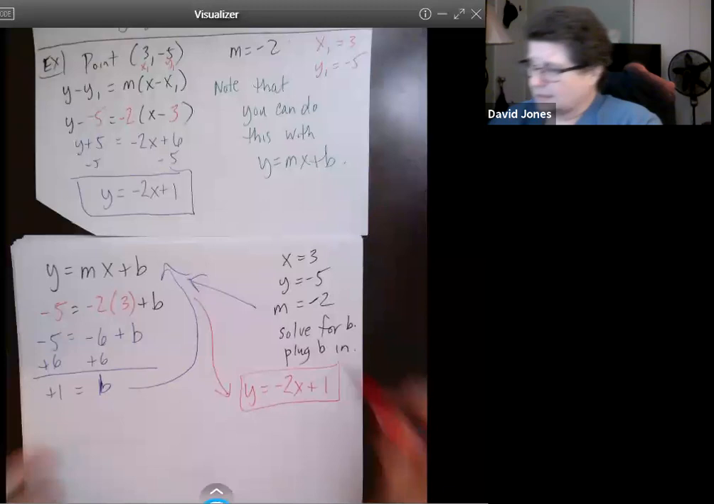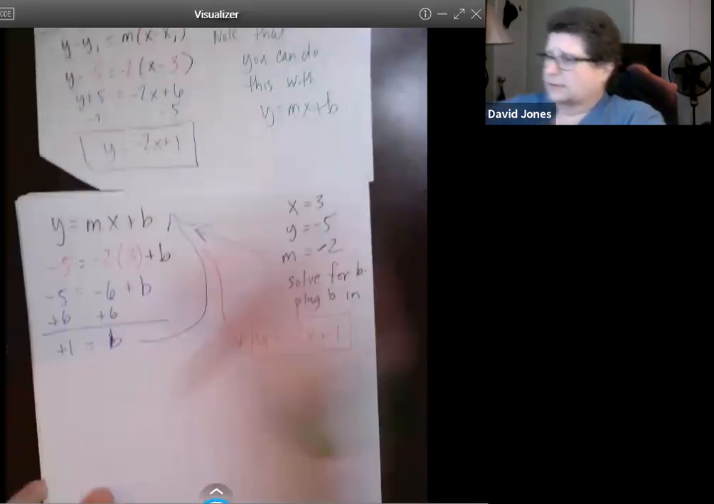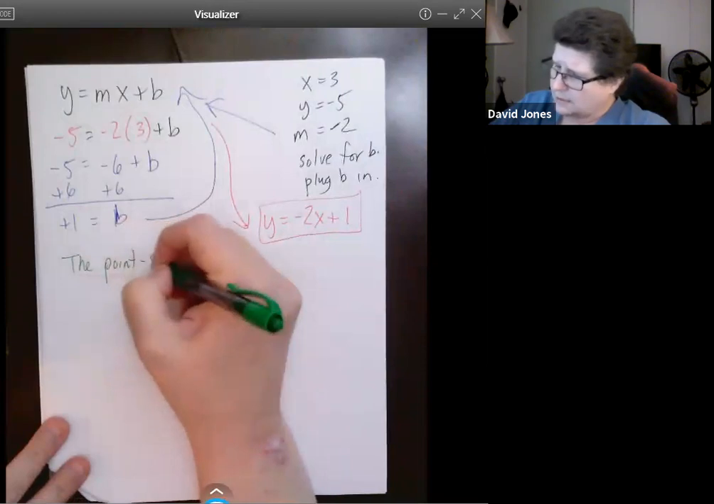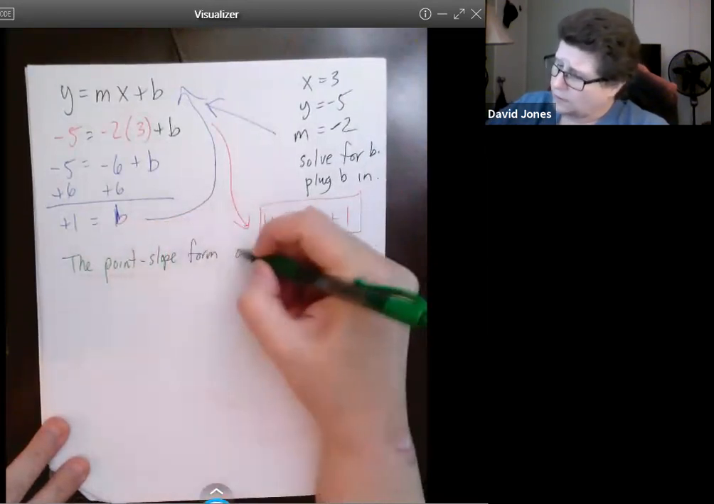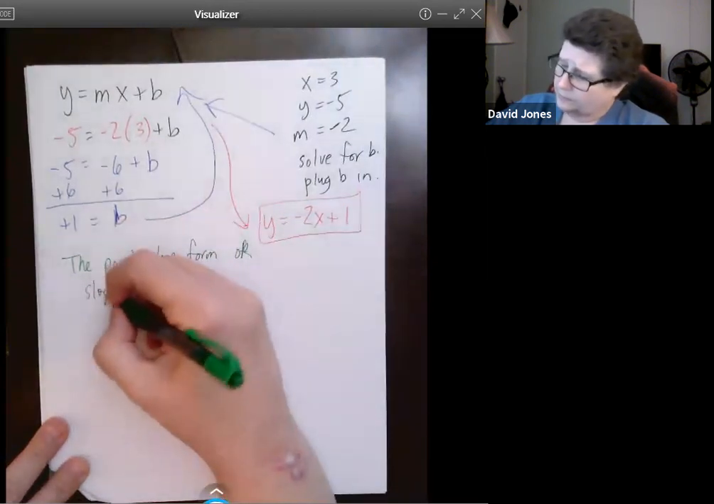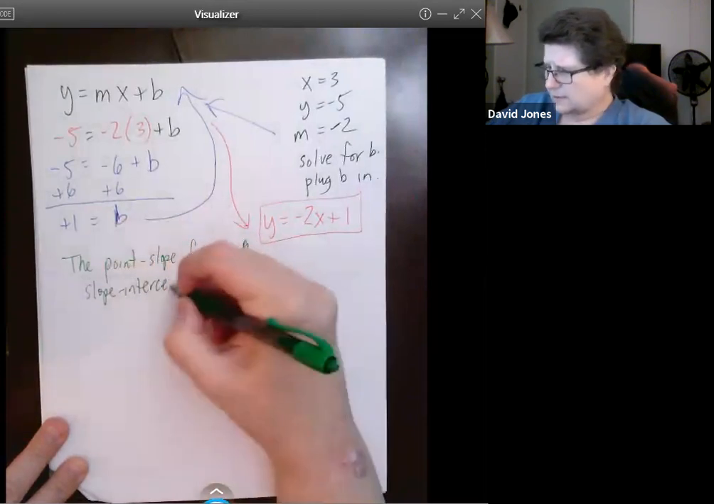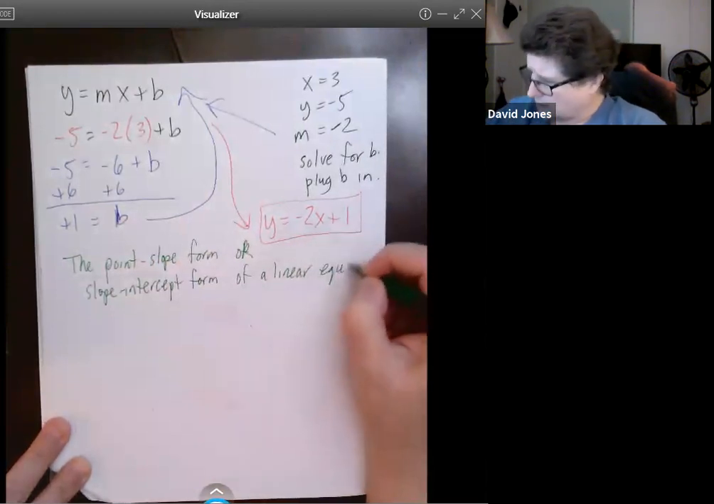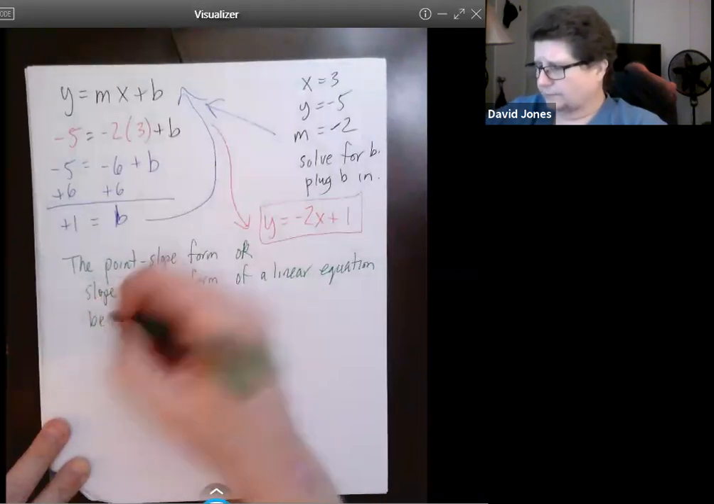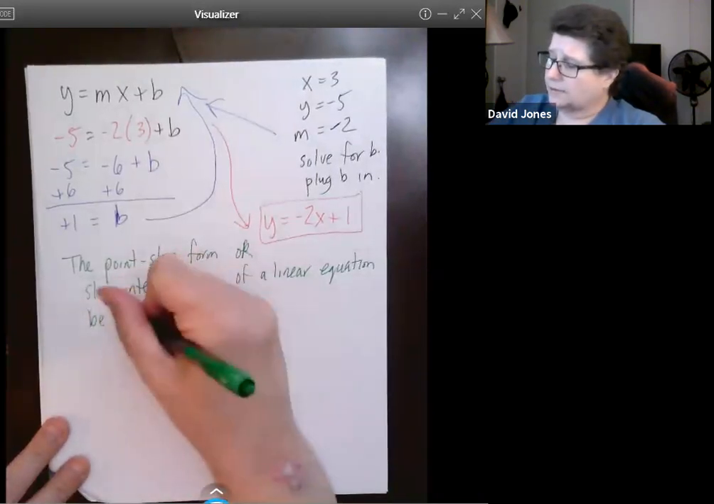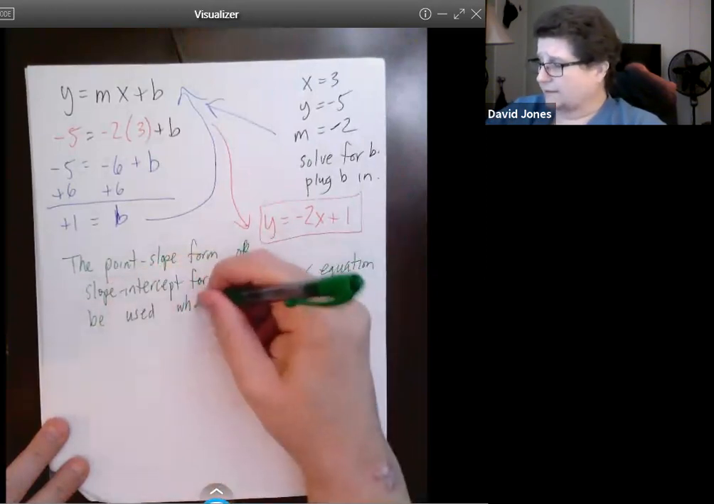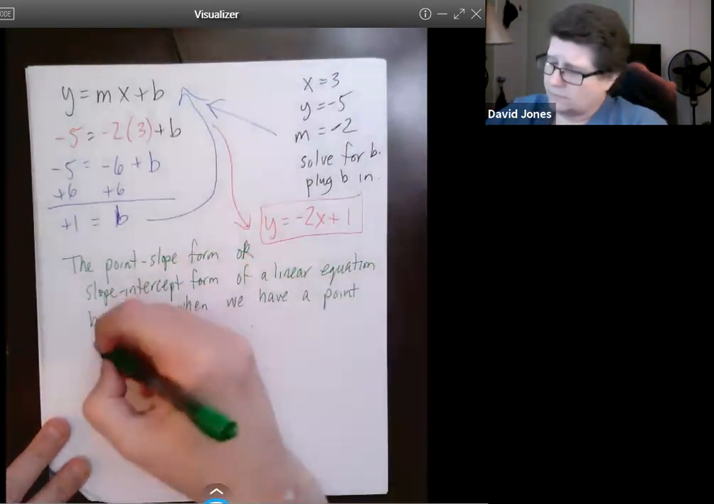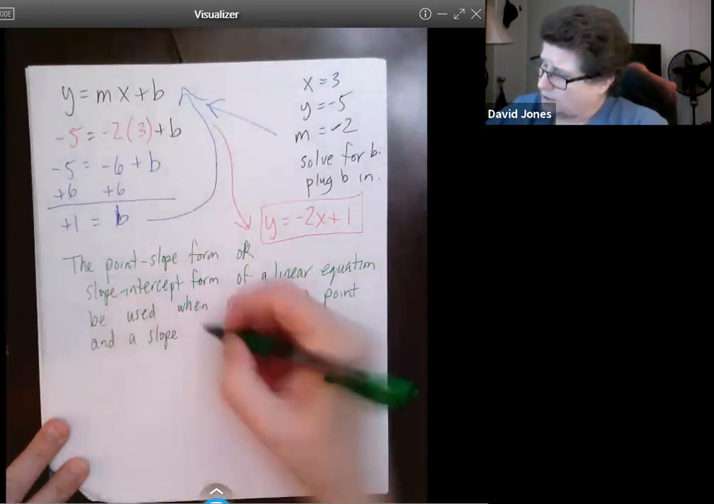Okay. So point-slope form or slope-intercept form of a linear equation can be used when we have a point and a slope to find the equation of the line.